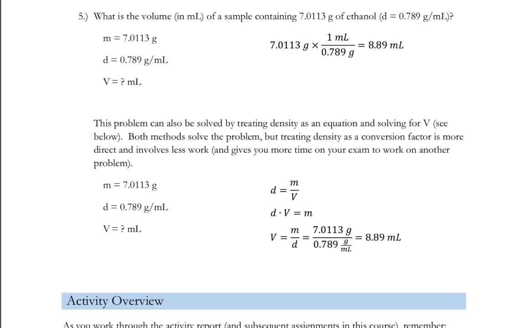So in our calculator, we type 7.0113, divide by 0.789, enter, and to 3 sig figs, because that's all the sig figs our density has, and density is a measured quantity. So it's going to limit us to 3 sig figs. We get our value to be 8.89 mLs.